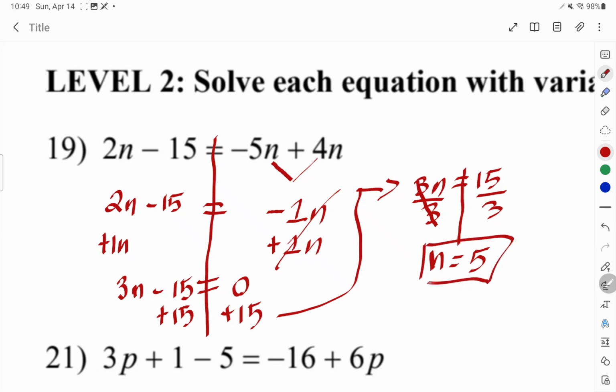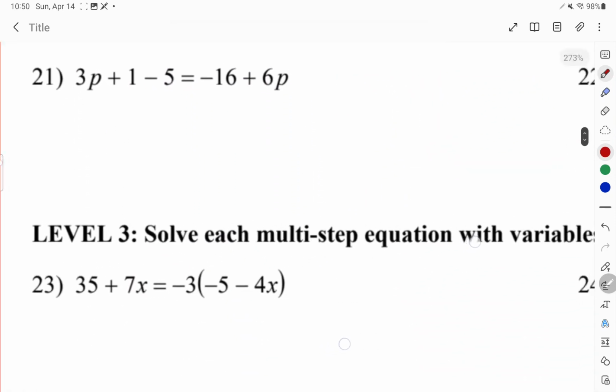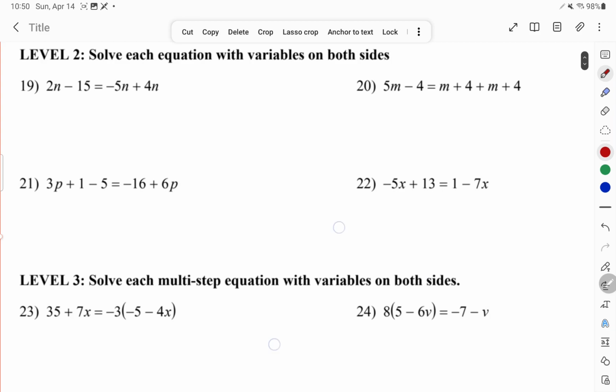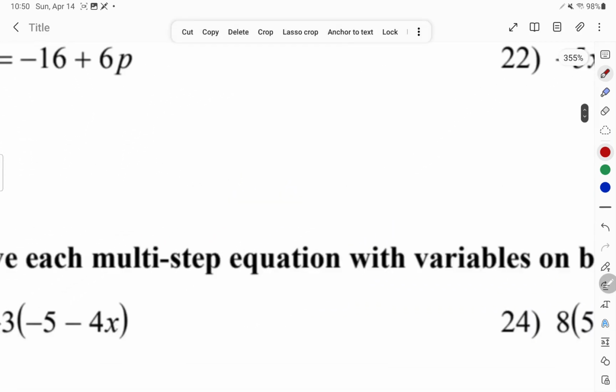So that's the first type of problem that you're going to be dealing with. So first, combine like terms, and then start moving things to one side or the other. Now let's go ahead and do a level 3. Level 3 is going to be slightly different. Now, you're going to have what we call distribution, and then we're going to have variables on both sides. So there's going to be a lot of stuff going on.